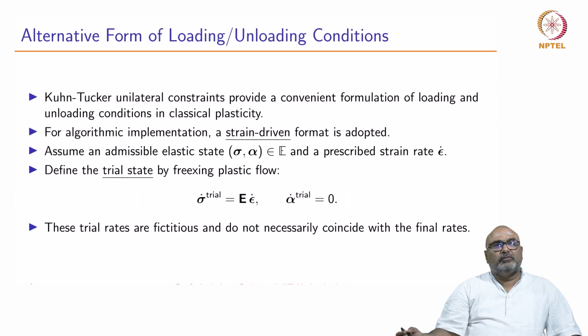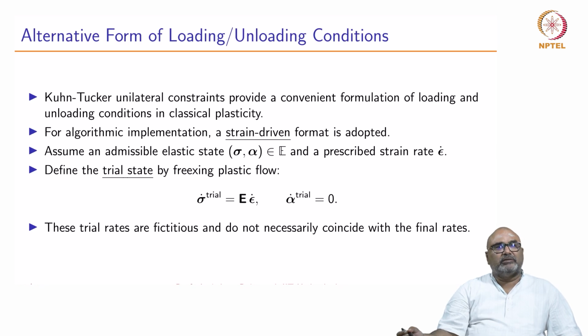Now, an alternative form of loading and unloading conditions can be described. The Kuhn-Tucker unilateral constraints provide a convenient formulation of loading and unloading conditions in classical plasticity. For algorithmic implementation, a strain-driven format is adopted, where you are dealing with a strain-driven process defined in stress space. So, the yield function is defined in terms of stresses, and the flow rule is also defined in terms of the stresses.